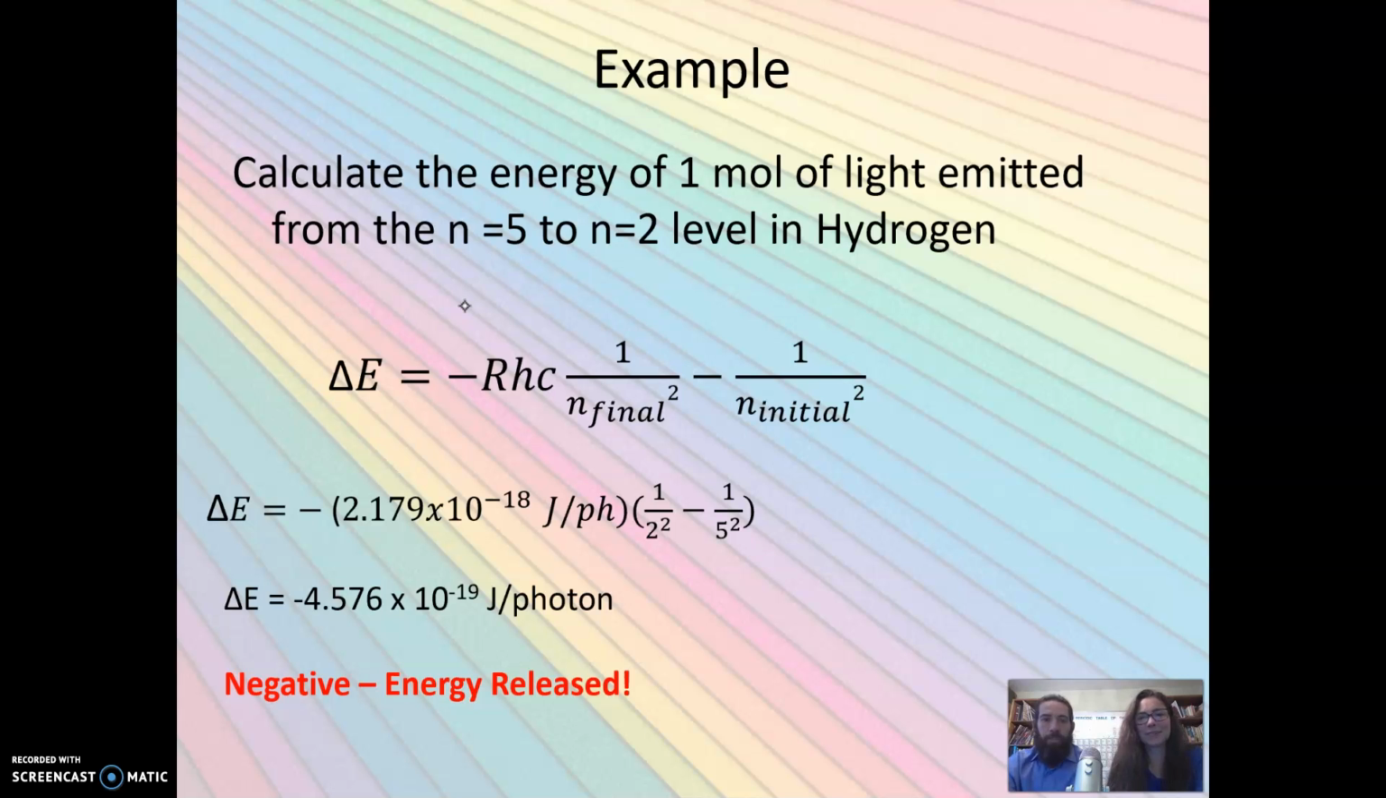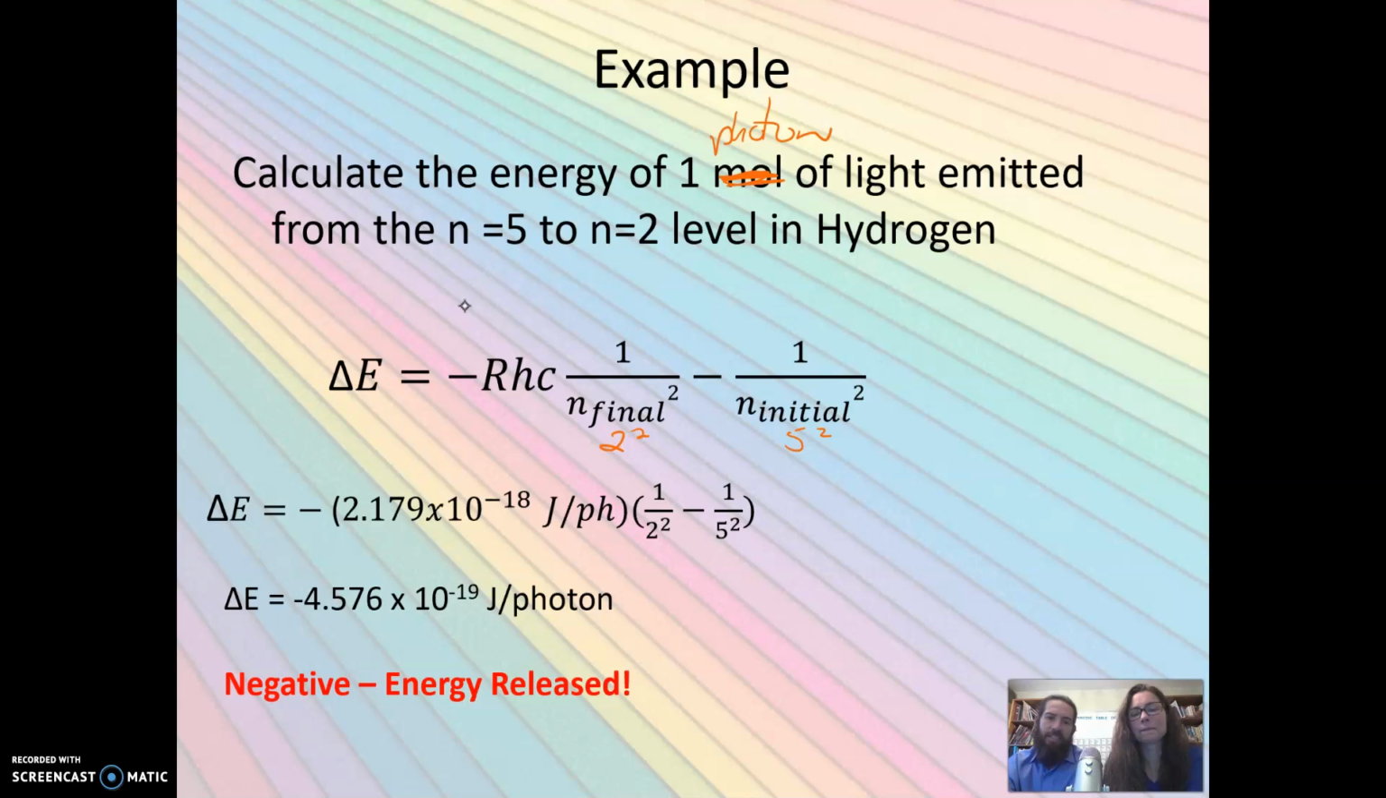All right. So in this example, we want to calculate the energy of the light emitted. That says 1 mole. I think we were just going to do 1 photon. Good. We'll do 1 photon first. From 5 to 2. So this is a little bit confusing. We have to know what's the initial and what's the final. So from 5 to 2, the final is 2. So 1 over 2 squared minus the initial, which is 1 over 5 squared.